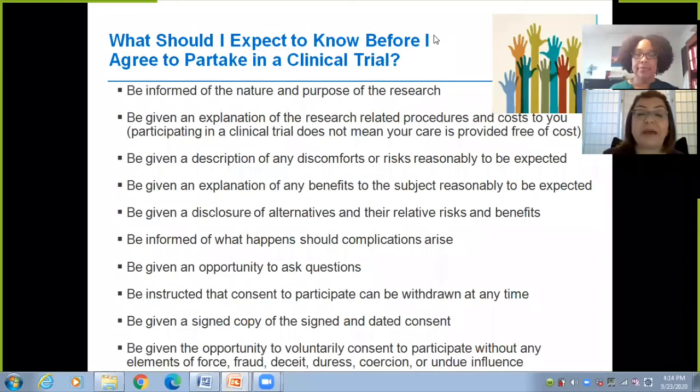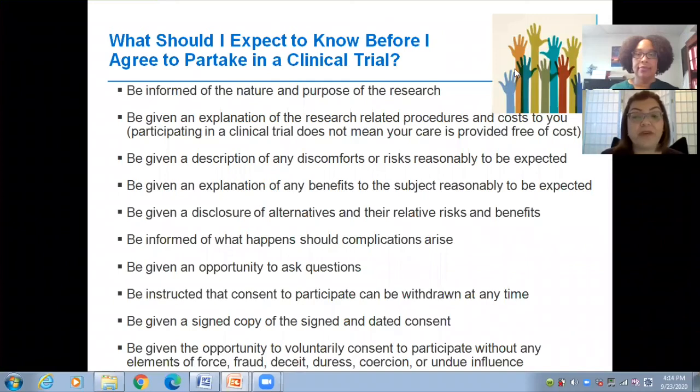What should you expect before you agree to participate in a clinical trial? You should be informed of the nature and purpose of the clinical trial you're going to be participating in. Part of this is the informed consent process, wherein you'll be given an explanation of the research-related procedures and any cost to you, as participating in a clinical trial does not mean that you will receive care that is free of cost.